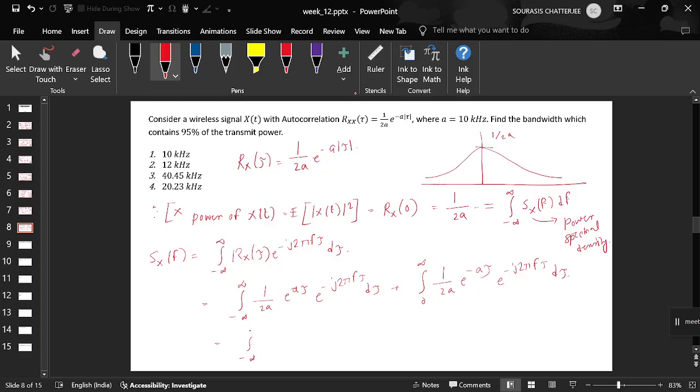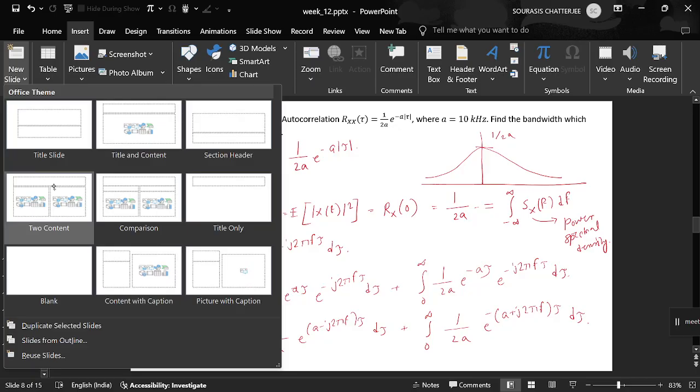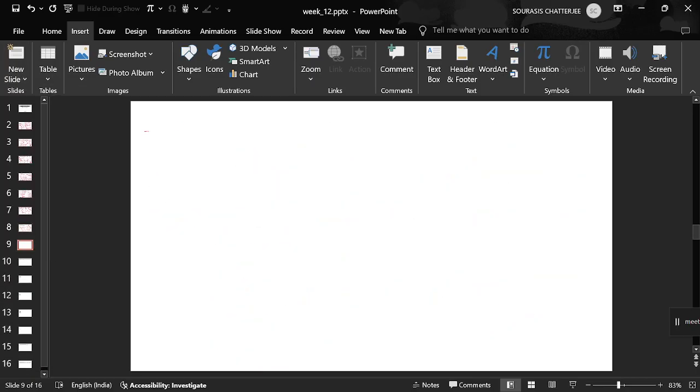So this will make the integral from minus infinity to 0 of 1 over 2a times e to the power (a minus j 2 pi f) tau d tau, plus the integral from 0 to infinity of 1 over 2a times e to the power minus (a plus j 2 pi f) tau d tau. So I'll introduce a slide here. You can take 1 over 2a common as of now.